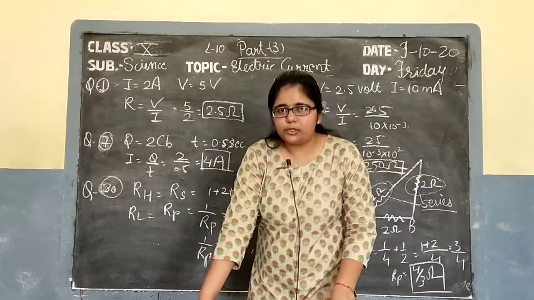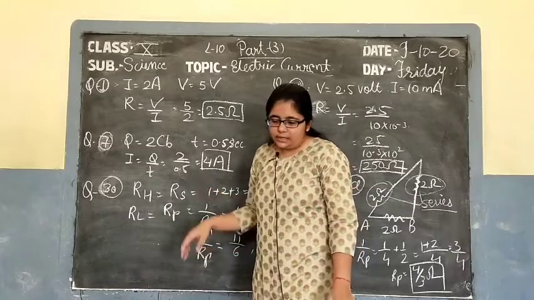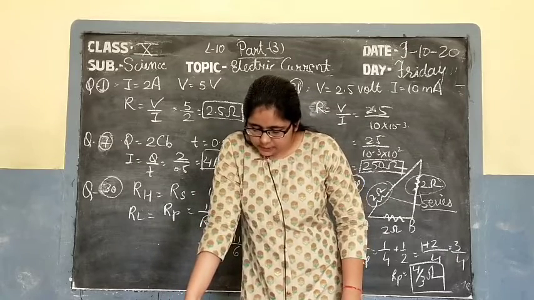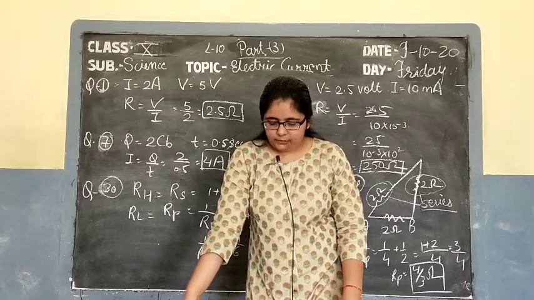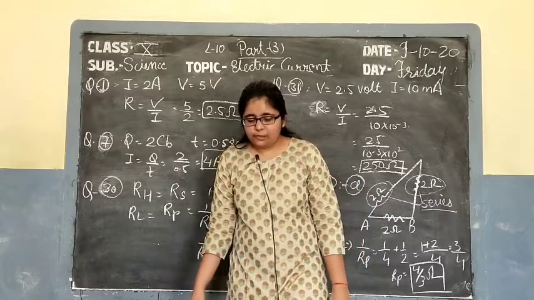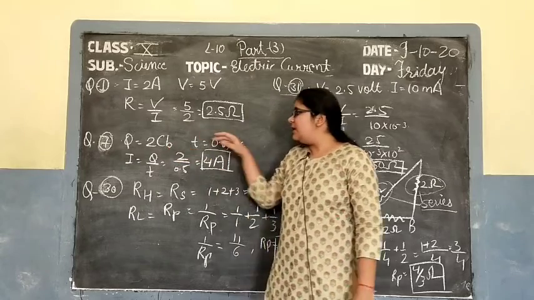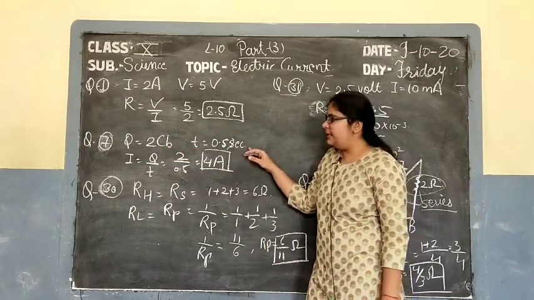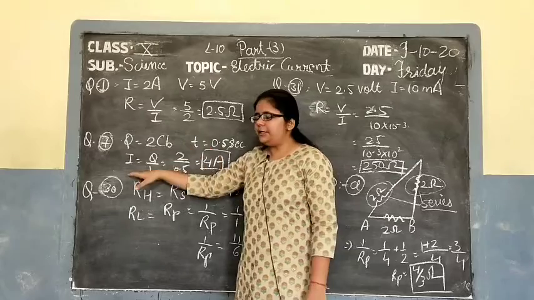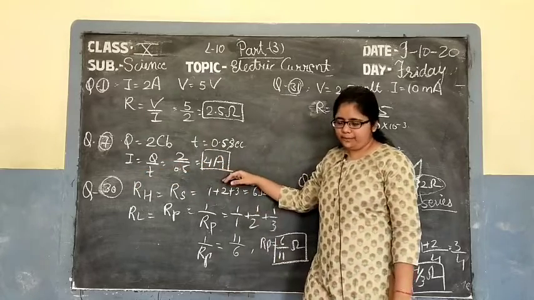Now the next numerical question is question number 7. The question is, 2 coulomb charge passes through an electric circuit in 0.5 second. You have to find the value of current in ampere. Charge is given, that is 2 coulombs, time is given as 0.5 second, and dividing Q by T, the electric current will be equal to 4 ampere.